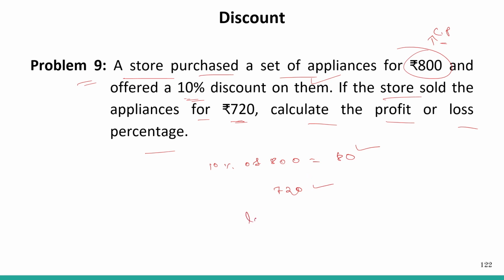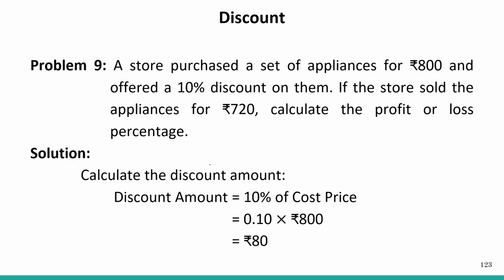So the loss will be the discount amount, that is equal to 80 rupees. Okay. So in percentage, how much is 80 by, so cost price was 800 into 100, right? So cancelling the zeros from numerator and denominator, what you are left with is 80 by 8 is equal to 10% loss. Okay. So what we have got here is 10% loss. So calculate the discount amount.